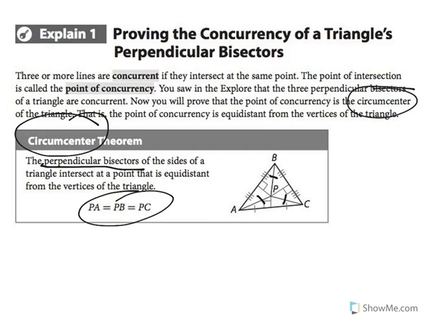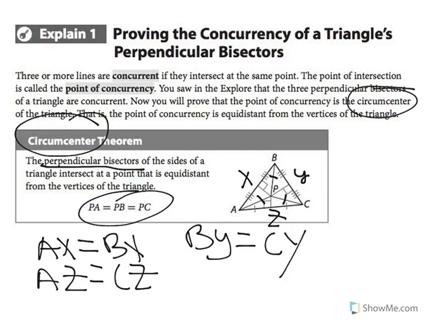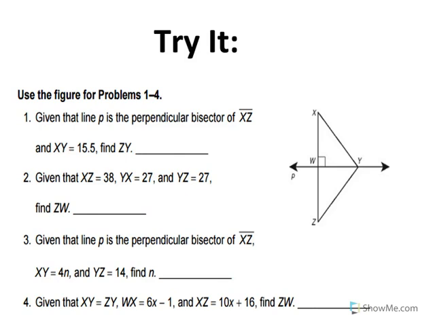I want you to notice another thing. For example, we call those points X, Y, and Z. The distance from A to X is equal to the distance from B to X, A to Z is equal to C to Z, and similarly B to Y is equal to C to Y. Okay, so let's go over some examples.